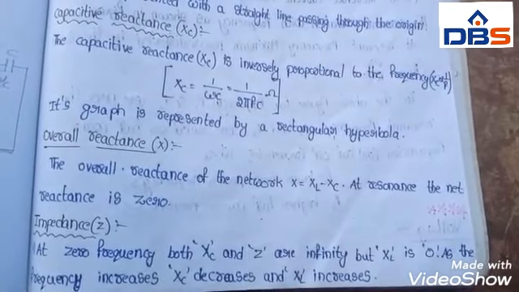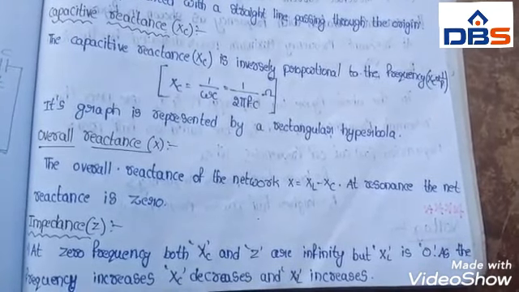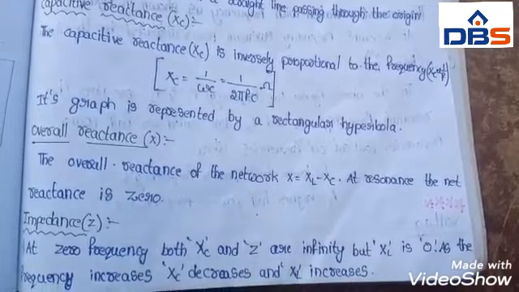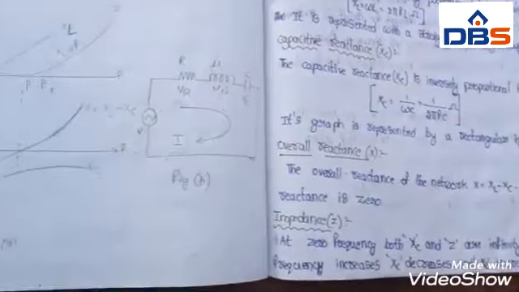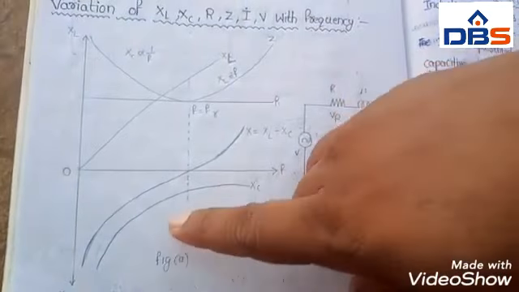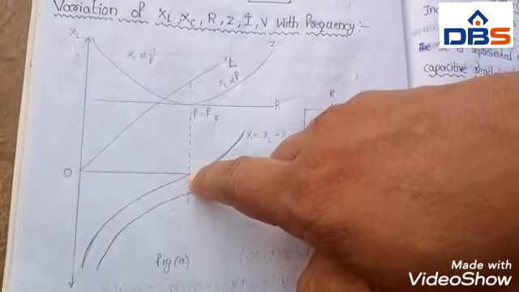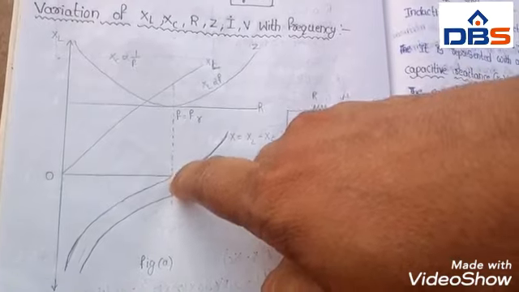Another one is the overall reactance, the net reactance, X = XL - XC or XC - XL. At resonance the net reactance is 0. Why? Because X equals 0. Both inductor and capacitor exchange the energy, that's why the net reactance is 0. So in the graph, this is the net reactance. At resonance the net reactance X equals 0.